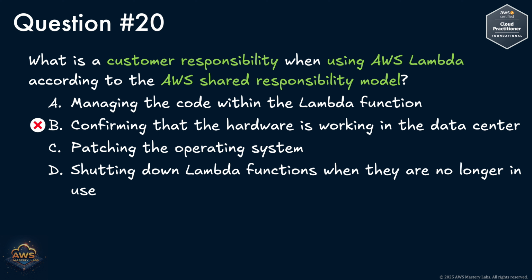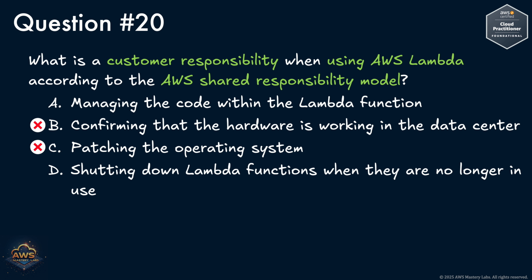Ensuring the health of physical infrastructure is AWS's job. Customers have no access to the physical hardware, and AWS abstracts all infrastructure concerns away in Lambda. Whether it's disk failures, server health, or power availability, AWS handles all of that as part of its cloud responsibilities. Incorrect, because physical hardware and data center integrity fall under AWS's scope, not the customer's.